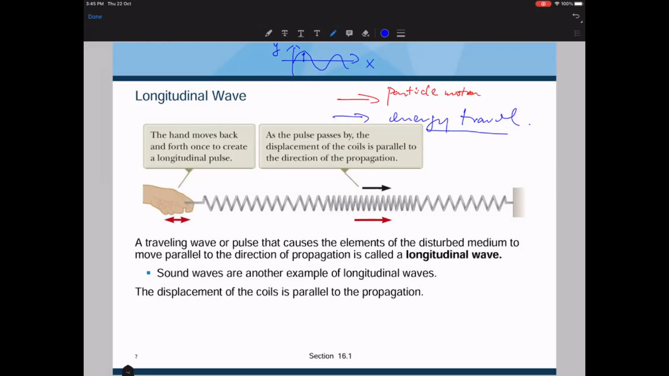In both situations, you draw a graph like that, but you should distinguish between two different types of waves. One has the particle moving perpendicular to energy travel. That is the transverse wave. One has the particle moving along the direction of the energy travel. That is the longitudinal wave.